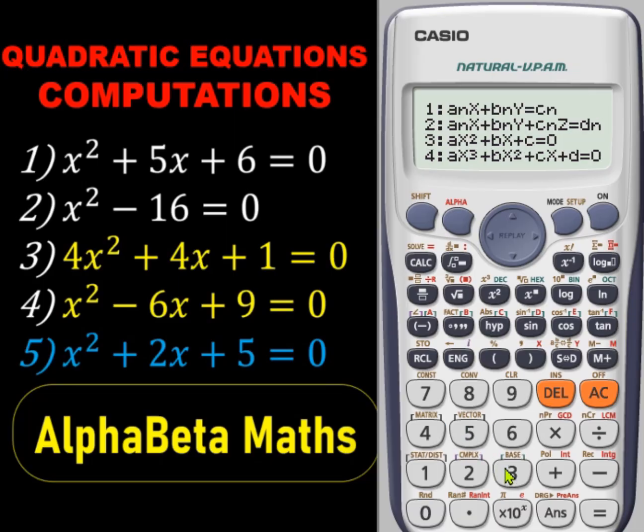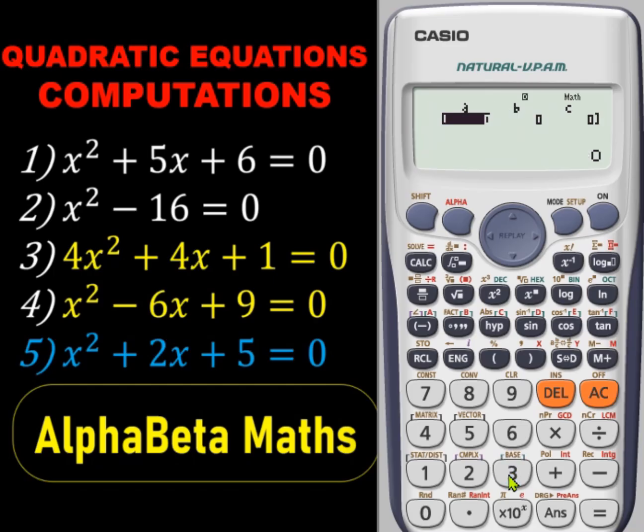So number 3 we have ax squared plus bx plus c is equal to 0, where a, b, and c, they are all constant, meaning they are numbers. So we are going to select number 3. Now, we are asked to input the value of a. So the value of a is the coefficient of x squared. Looking at question number 1, the coefficient of x squared is 1.